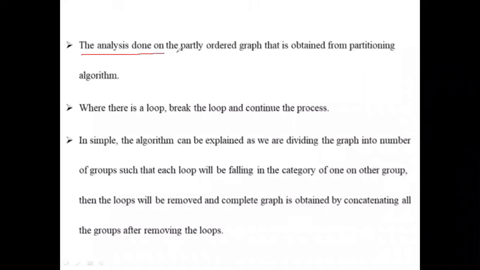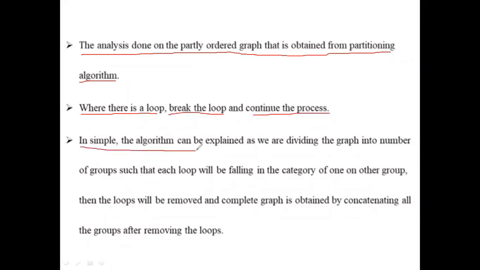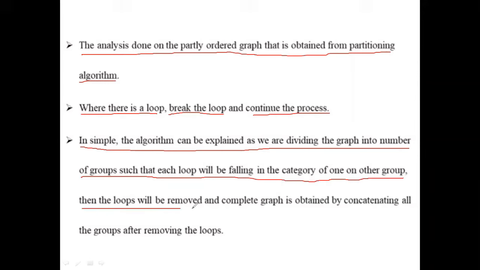The analysis is done on any partly ordered graph obtained from the partitioning algorithm. Where there is a loop, break the loop and continue the process. In simple terms, the algorithm can be explained as dividing the graph into a number of groups such that each loop falls in the category of one group or another. Then the loop is removed, and the complete graph is obtained by concatenating all the groups after removing the loops.